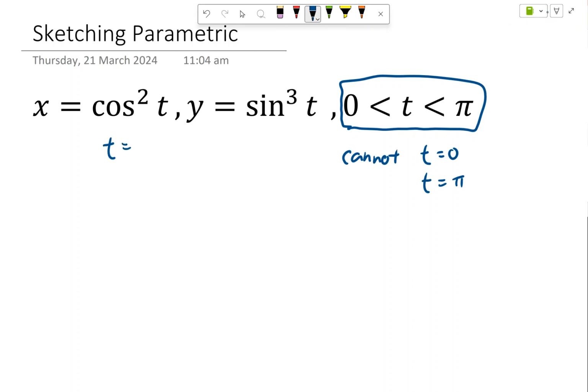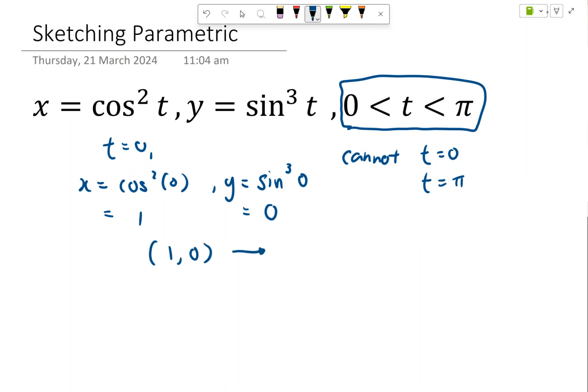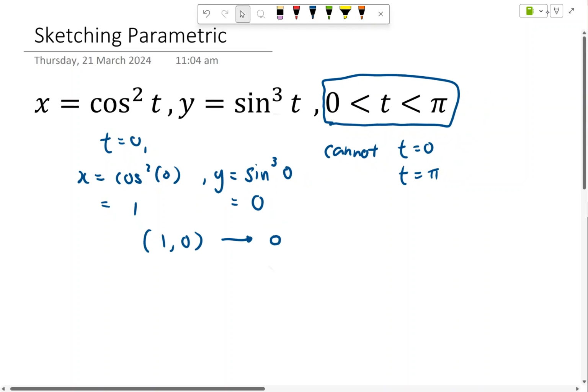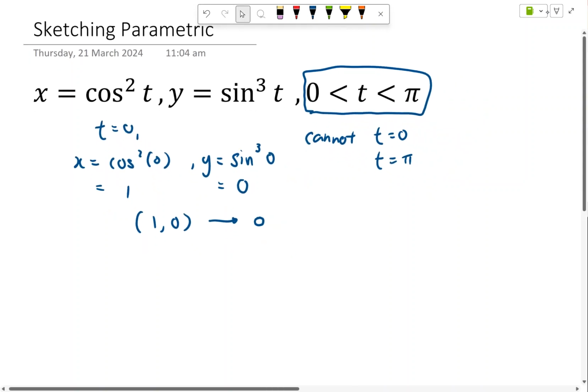So when t is equal to zero, I know that my x is equal to cos square 0, and that is equal to 1, and y is equal to sine cube 0, and that is equal to 0. So at 1 comma 0, you cannot include, which means you have to draw a dot that doesn't fill the circle. H2 math and curve sketching is very particular about whether you know the points can be included or cannot be included.